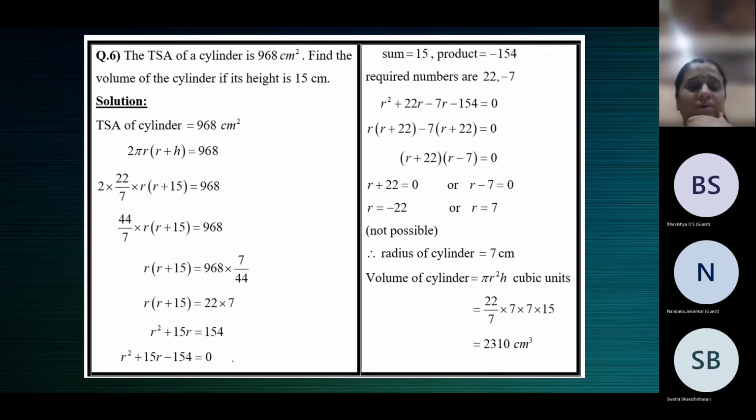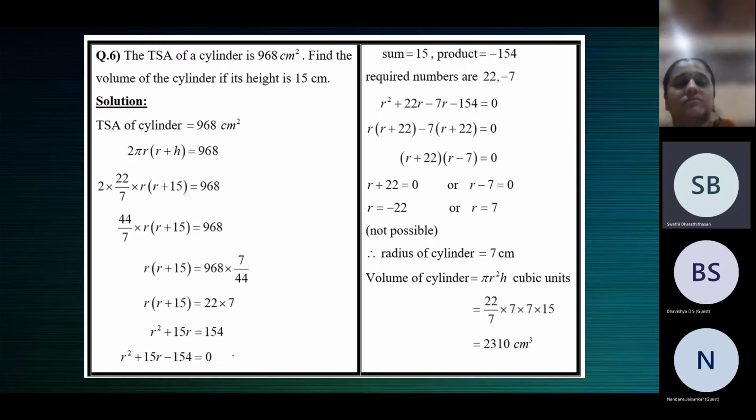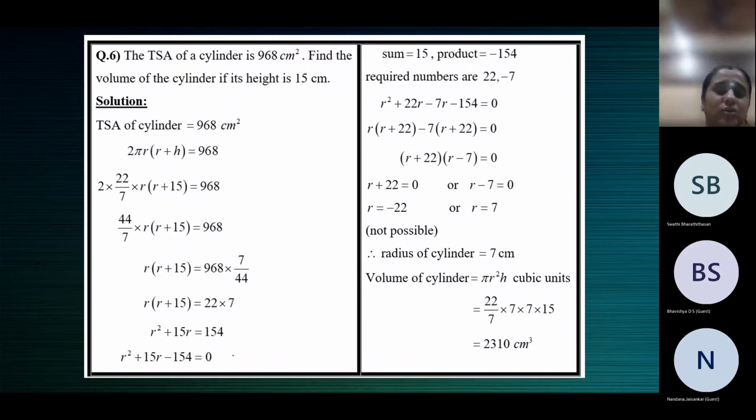Is it okay so far, children? Yes, ma'am. Ma'am, I can't understand r square plus 15r minus 154 equals 0. Yeah, we'll have to bring all the terms to the same side. We'll have to have all the terms on one side. So we transpose this. It becomes r square plus 15r minus 154 is equal to 0.